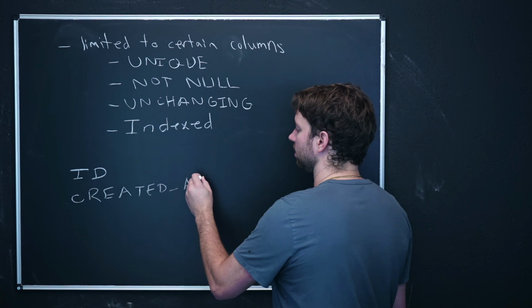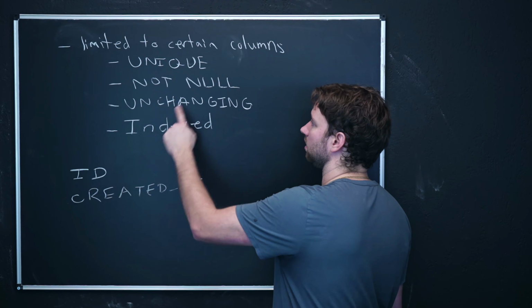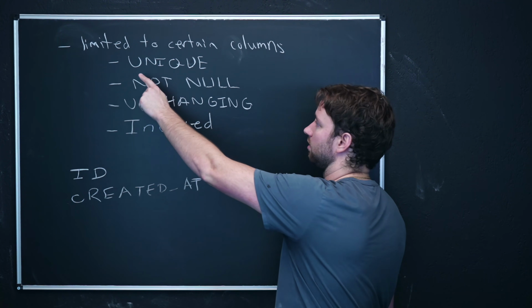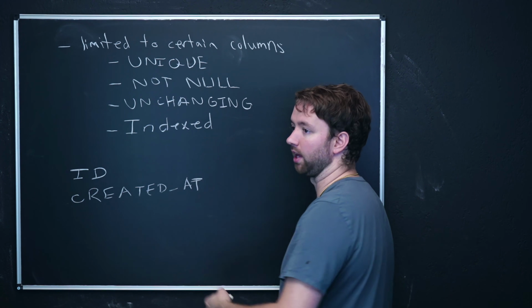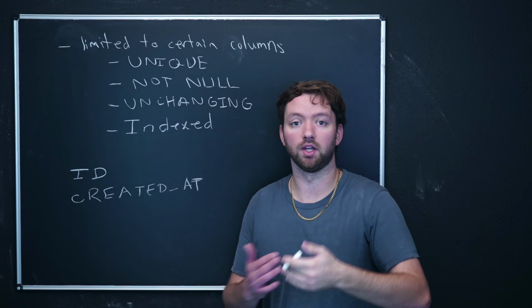Because this isn't going to be null, it's something you could index by, it's unique, most likely if you're not creating multiple at the same exact time. It's unchanging, and you can sort by that very easily. So it could be something like the latest comments.